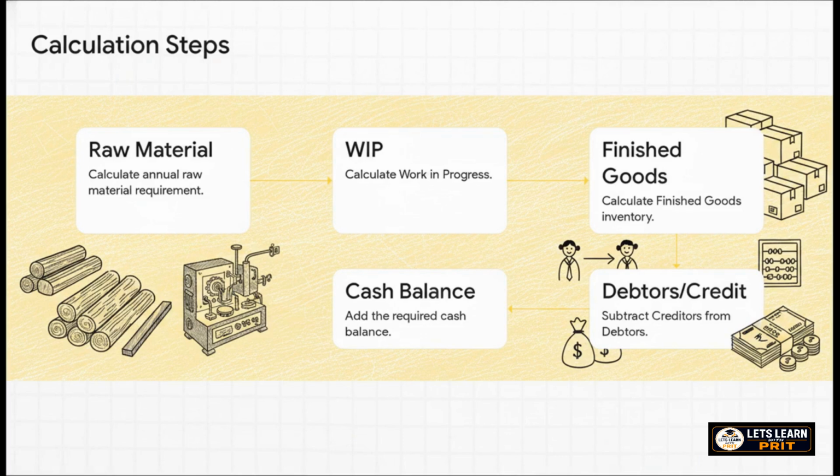Look, financial management isn't difficult. It really just requires a system. Use a clean, easy table format in your answer sheet. First, calculate the annual requirement for raw materials, work in progress, and finished goods based on those month-long holdings we just saw. Then, figure out your debtors, subtract your creditors, and add in the required cash balance. If you do this systematically, row by row, the math literally solves itself.